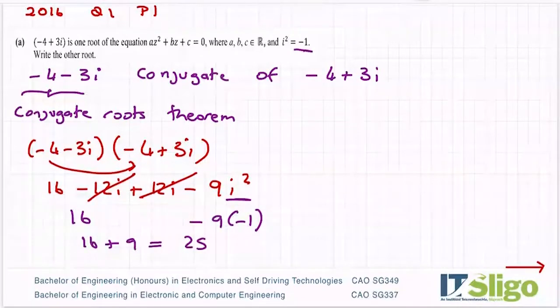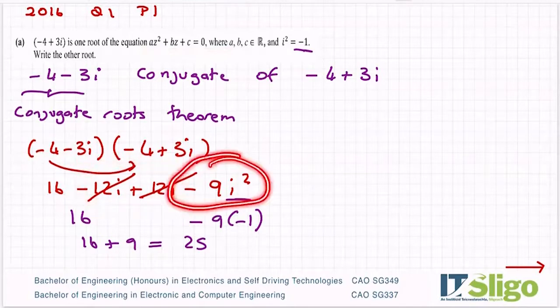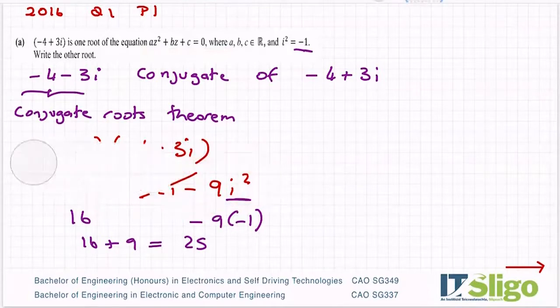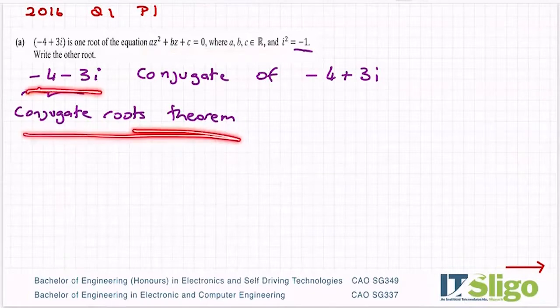All I'm basically showing you is not the quadratic here, because I would have had to let x equal all of these. What I'm showing you is the fact that the i's will cancel and the i squareds are real numbers. So for as long as they tell you that the coefficients are real, you can use the conjugate roots theorem and just literally write down the other root.